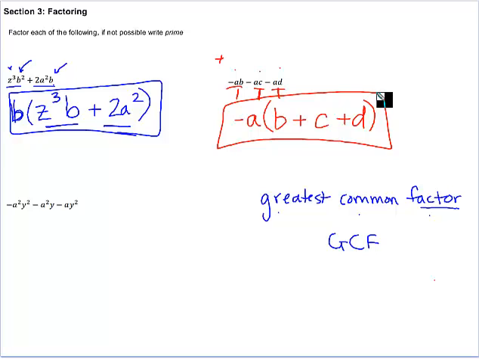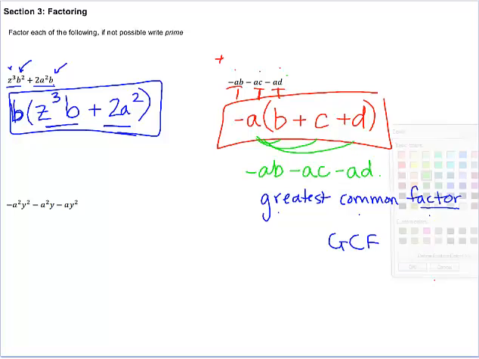Now, if you ever want to check your work for these, you just have to distribute whatever you took out and make sure you get what you started with. So if you distributed that negative a through, you'd have negative ab minus ac minus ad, which is exactly what you started with. So if at any point in time you're unsure if you did it correctly, just check your work by distributing whatever your greatest common factor was.